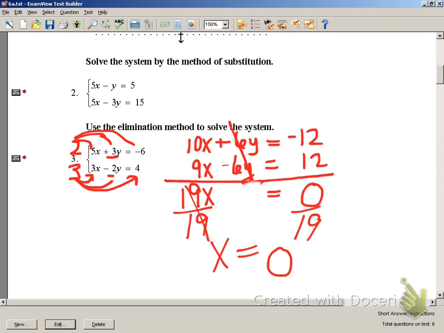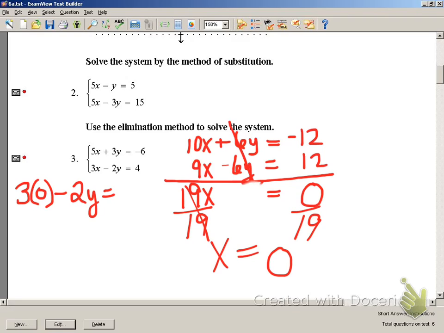And by getting 0 as x, I now have to solve for y. So I have a choice here. I can either plug it into my first equation or my second equation. I'm going to go with the second one. I'm going to say 3 times x, and x is equal to 0, minus 2y equals 4. Solve.